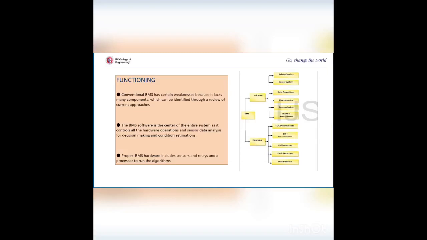Software should be the center of the entire system, as it controls the decisions made by the hardware. All these things are not found in the conventional battery management system, which is designed for a more controlled environment, rather than for actual electric vehicles and hybrid electric vehicles, where the environment is not so much in our control.